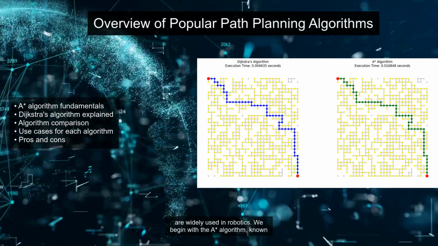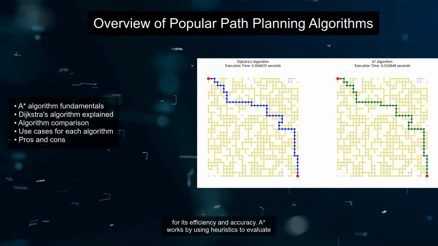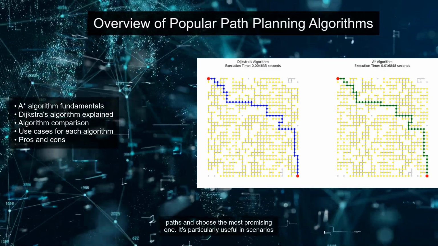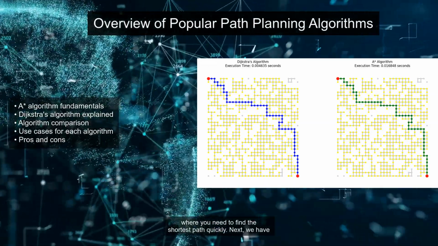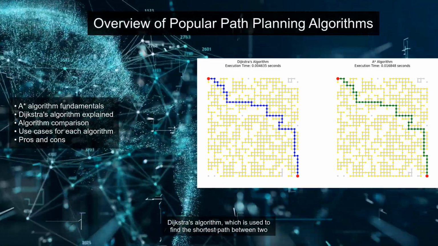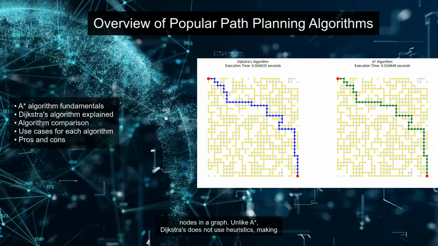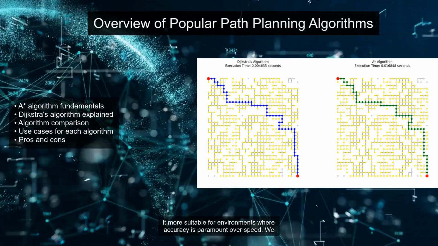We begin with the A* algorithm, known for its efficiency and accuracy. A* works by using heuristics to evaluate paths and choose the most promising one. It's particularly useful in scenarios where you need to find the shortest path quickly. Next, we have Dijkstra's algorithm, which is used to find the shortest path between two nodes in a graph. Unlike A*, Dijkstra's does not use heuristics, making it more suitable for environments where accuracy is paramount over speed.